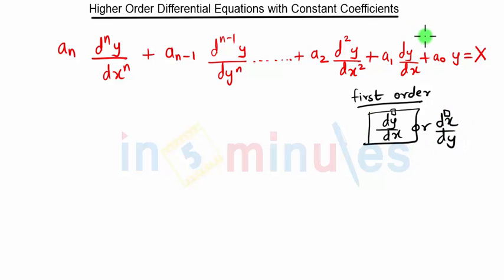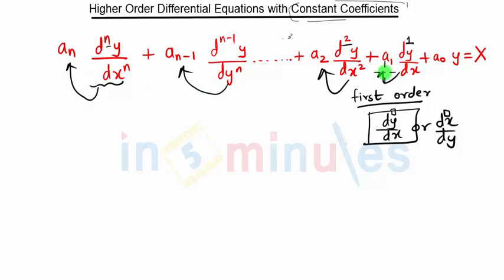But in this, as you can see here, the power of the derivative is 1, then it is squared, then cubed, and so on till the derivative of order n. So this is the higher order differential equation. But what are the constant coefficients? Each derivative term has coefficients a0, a1, a2, up to an minus 1 and an, all of which are constants.